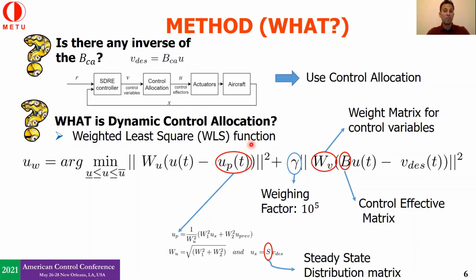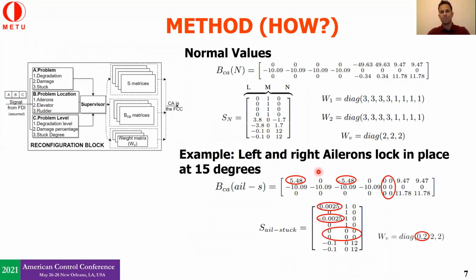Dynamic CA and reconfiguring it, it's not a new thing. However, first, elevators become elevons with control effective metrics and steady state distribution metrics. Second, emphasizing the importance of the weight metrics and reconfiguring it during worst cases are new things.